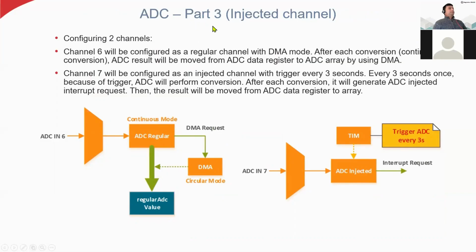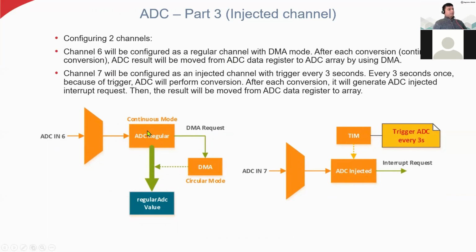We will see the third part, part 3, of the ADC: the injected channel. So, configuring channels. Here you can see I am configuring two channels, channel 6 and channel 7. Channel 6 will be configured as a regular channel.